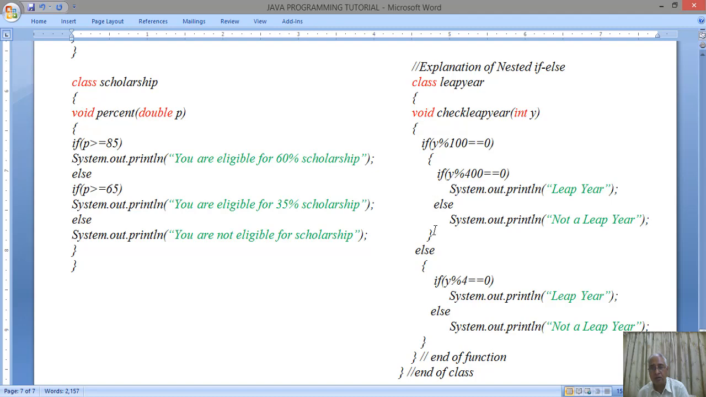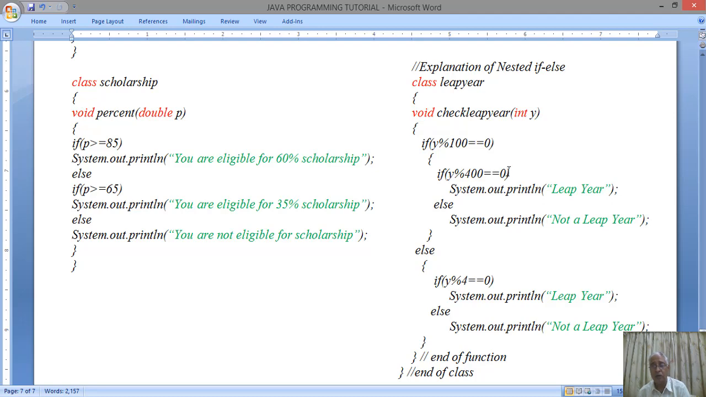From this block to this block, this is outer if or the main if, and inside this there is another if which is called a nested if else. So here we have if y percent 400 is equal to 0. This means y divided by 400 gives you the remainder as 0. First, y percent 100 is equal to 0 means y divided by 100 gives you the remainder 0. That means it is the century year. So when we enter into century year, we check whether it is divided by 400 or not.